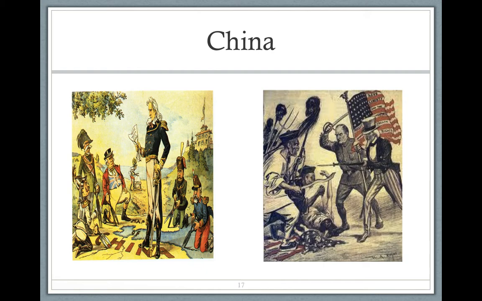Check it out. So, a couple things to check out. First, the cartoon on the left. Notice who is meeting and trying to figure out which part of China they would like, and notice who is not present. It looks like Western powers, but I don't see any Chinese diplomats there. Interesting. And we'll get to the one on the right in just a moment.